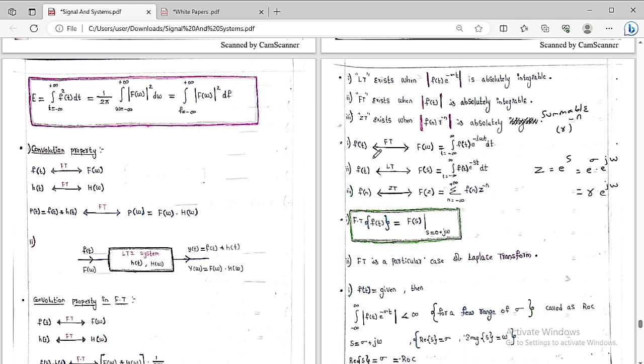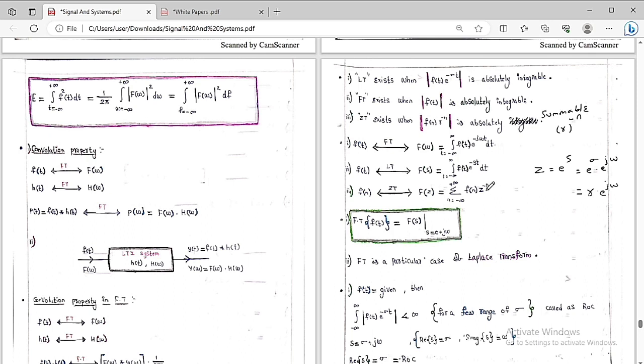So therefore we can say the Fourier transform F of omega is equal to the integration from t is equal to minus infinity to plus infinity of f of t into e to the power of minus j omega t into dt. And for f of t, if you apply the Laplace transform, then the F of s that you are going to use is the integration from minus infinity to plus infinity of f of t into e to the power of minus s t into dt. And similarly, for f of n, if you apply the transform, we are going to get F of z is equal to the summation from n is equal to minus infinity to plus infinity of f of n into z to the power of minus n.